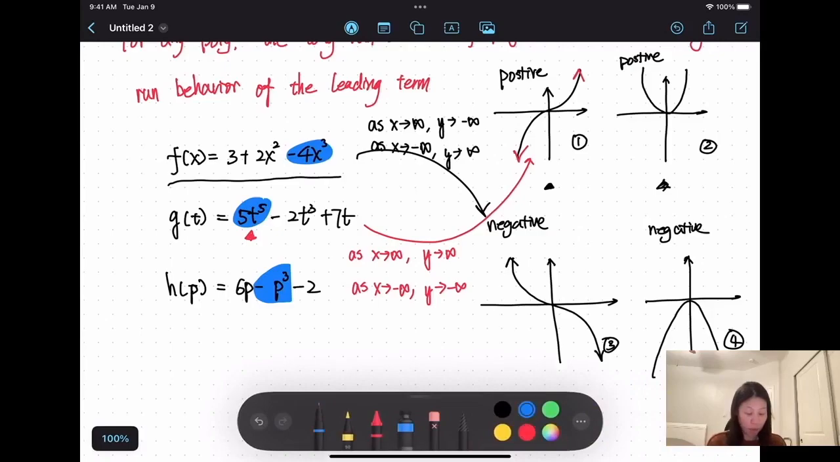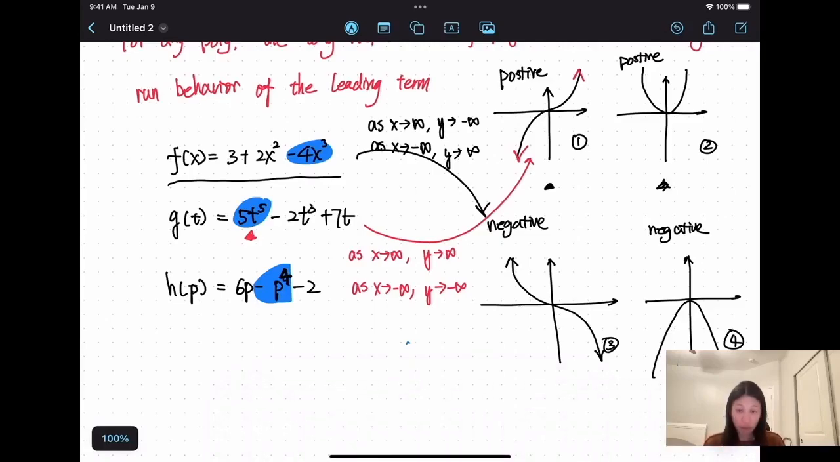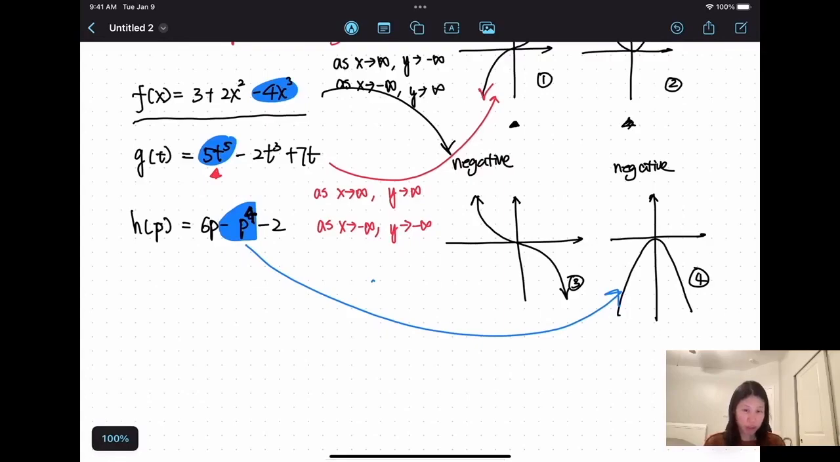Okay, the last one, I am going to change a little bit. Instead of the third power, because we already did the odd one, I'm going to change that to the fourth power. So, blue pen. The leading term for this function is negative p to the fourth. Since it's negative, we know that it's going to flip. And to the fourth power, an even number, it's going to look like a parabola, but facing down. A downward-facing parabola means that as p goes to positive infinity, to the right, the function goes down. That means y goes to negative infinity. As p goes to negative infinity, to the left, y also goes down. Goes down is negative infinity.